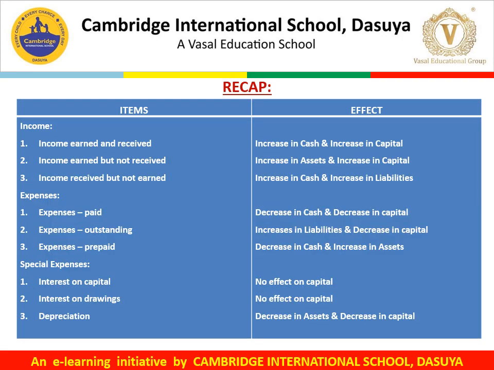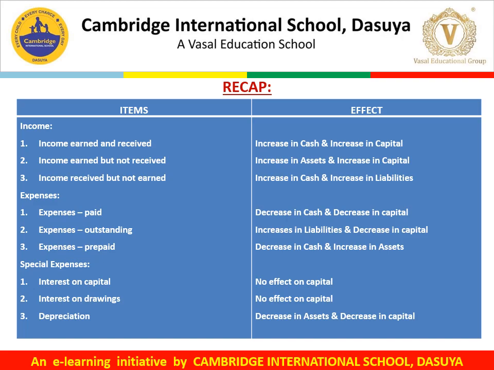So let's recap the treatment of incomes and expenses. First of all, we will discuss the incomes. Students, if there is income earned and received, the effect of this transaction on the accounting equation would be an increase in cash and an increase in capital. The second one is income earned but not received. The effect of this transaction over the accounting equation is an increase in assets and an increase in capital.